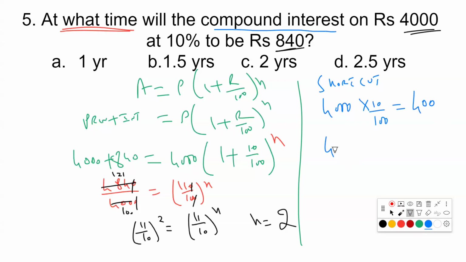So what will happen to my next year calculation? 4,000 plus 400. The interest of 400 is added back to the principal, and again 10%. So this is equal to 4,400 rupees. 4,400 into 10%, one zero will go, so 440. What is the total interest after the second year? 840. It is exactly matching with this 840. That means 2 years.